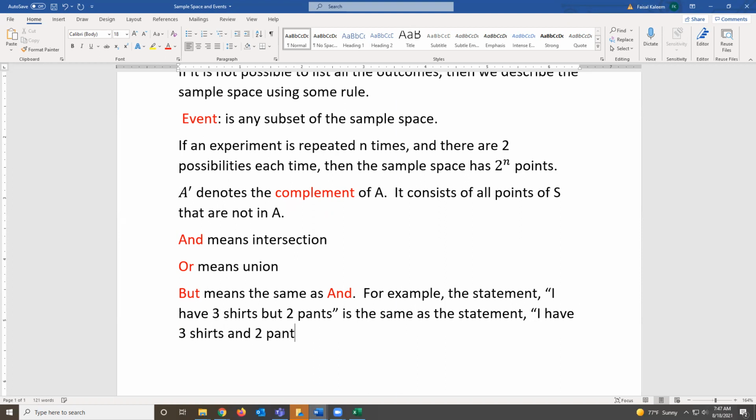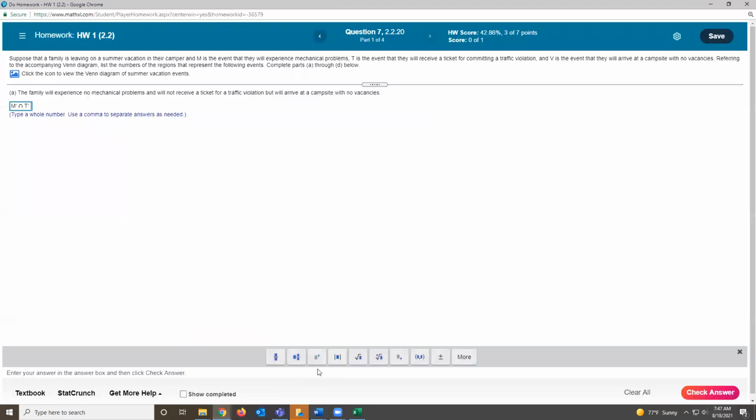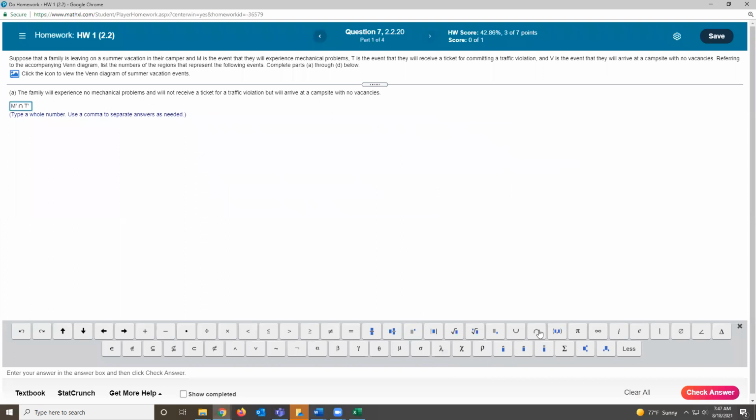The only difference between the two statements is I'm saying but here and I'm saying and here. So you can look at the two statements and convince yourself that they mean exactly the same thing. Therefore, but is just an and in disguise. So in that problem, we have but will arrive at a campsite with no vacancy. So but is like an and, it is intersection.